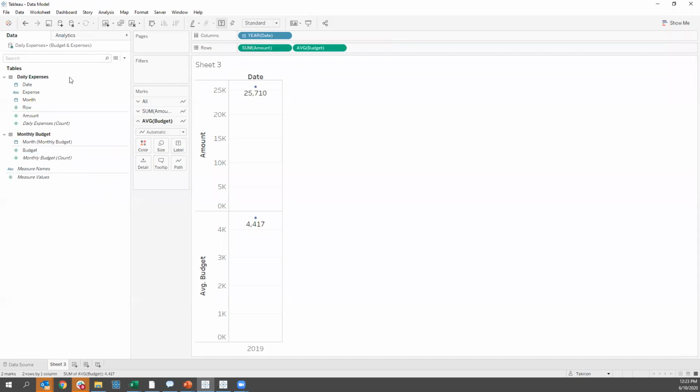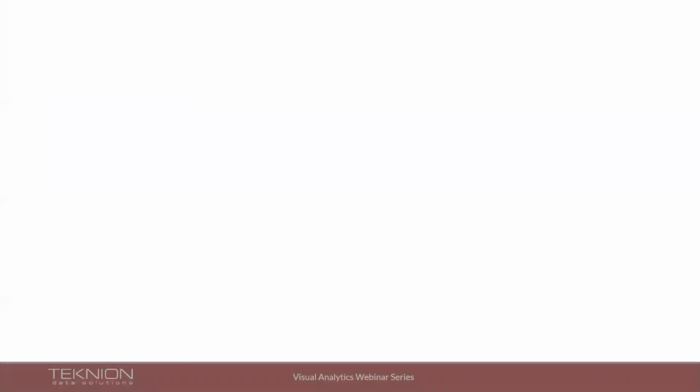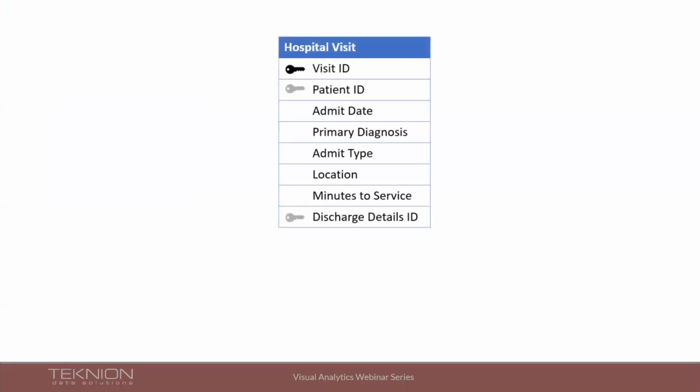So that's a simple example. And you say, well, the simple example works well. What happens if we get a little bit more complex? Well, let's think about that. So here's another data set that we'll take a look at. This data set starts with a table called hospital visit. And what we'll see is that there is a record per visit to the hospital.